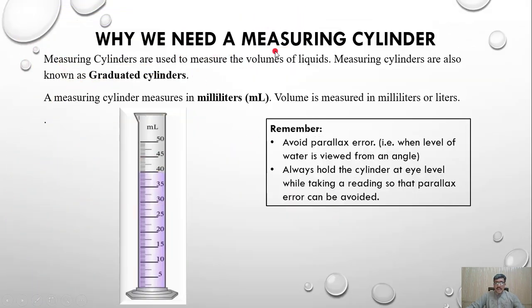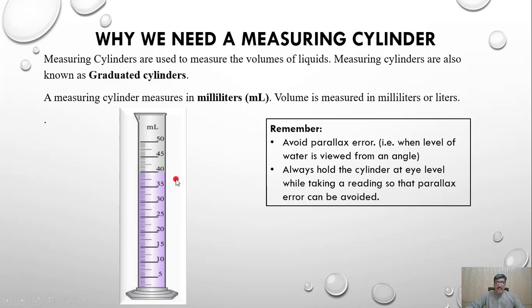Why do we need a measuring cylinder? Measuring cylinders are used to measure the volumes of liquids. Measuring cylinders are also known as graduated cylinders. Here you can see in a picture the instrument which is known as a measuring cylinder.